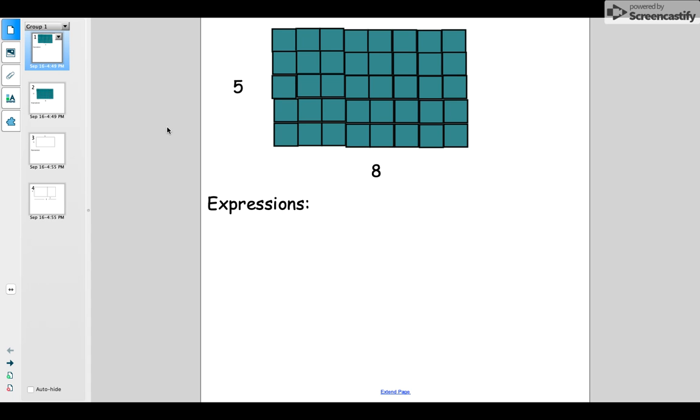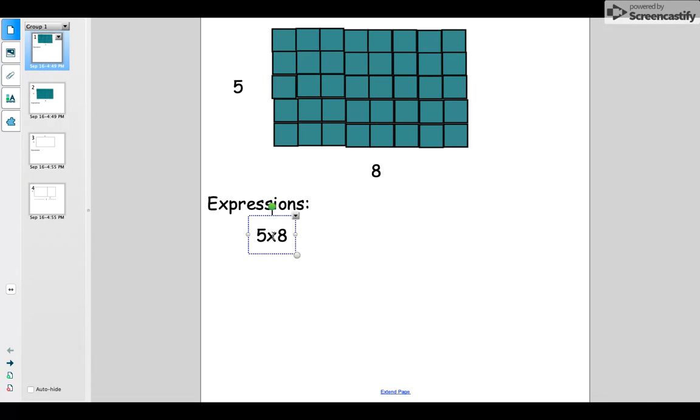The distributive property is another way of writing equations and expressions so that we can better understand multiplication and solve expressions later on as we advance through math. So right here on the screen, we have 5 tiles by 8 tiles to build a 5 by 8 array. So the first expression we could write is 5 times 8.